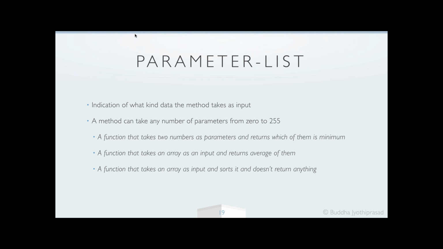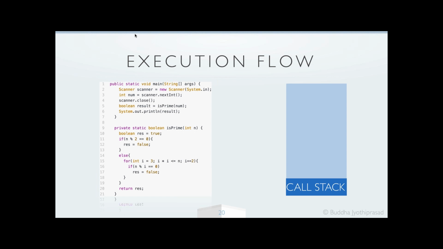A function can be doing many things. A function can take two parameters and return which of them is minimum, so here we are returning an integer. A function can take an array as an input and return the average of them. So it is taking an array where there can be hundreds of elements, adding all of them, finding the average, and returning that value. There can be another function that takes an array as input and simply sorts that array and doesn't return anything. Maybe it is simply printing on the screen but not returning that data back. So it can be any type.